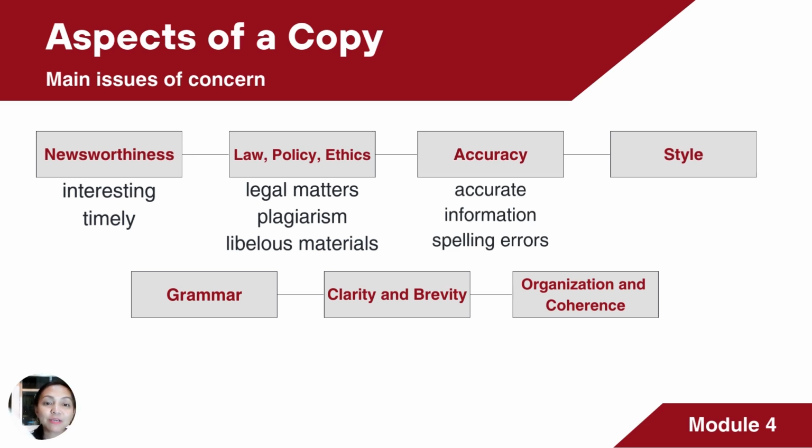So when we talk about accuracy, my keywords here: accurate information and spelling errors. So for accuracy, it is important for the copy editor to do fact checking. So editors should verify the names, the dates, the statistics, and other factual information to ensure accuracy. And then we have style. Does the material follow the generally accepted or prevailing style of writing? So that's what about style.